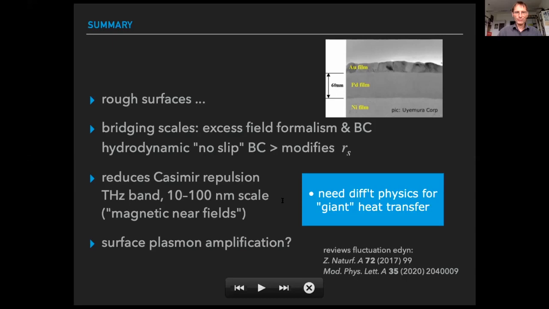So thank you very much, Carsten. Are there any questions? Please write them. Okay, so I have a first question from Vitalis Vetovoy. The question is, how does the effect depend on roughness distribution?